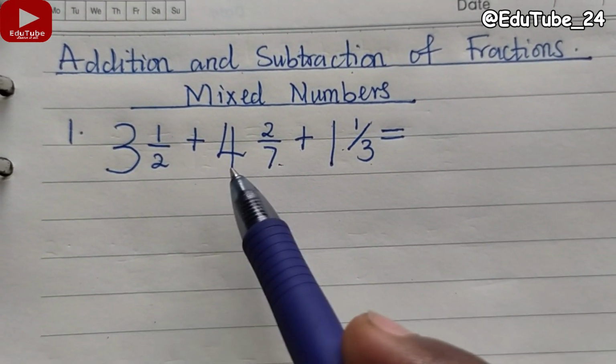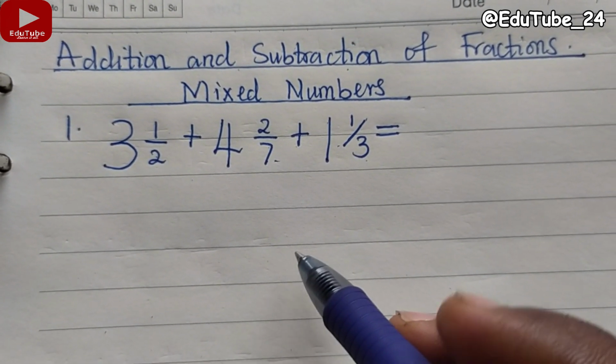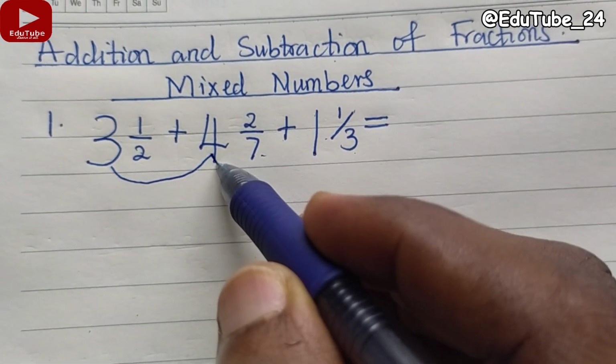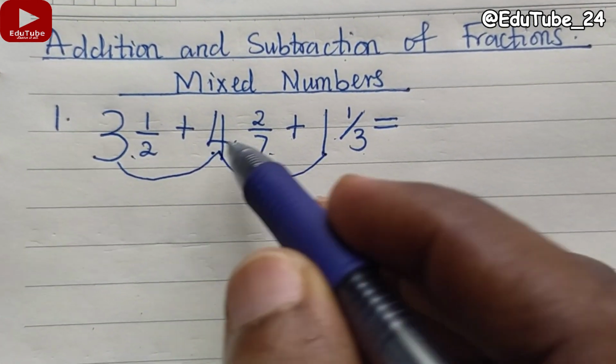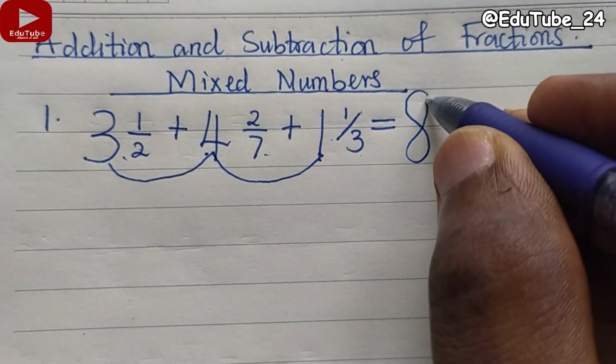To operate on these mixed numbers, the first thing we do is to add the whole numbers together. So we are basically adding 3 plus 4 plus 1 together. 3 plus 4 gives us 7, and 7 plus 1 gives us 8. So we'll have 8 whole number.